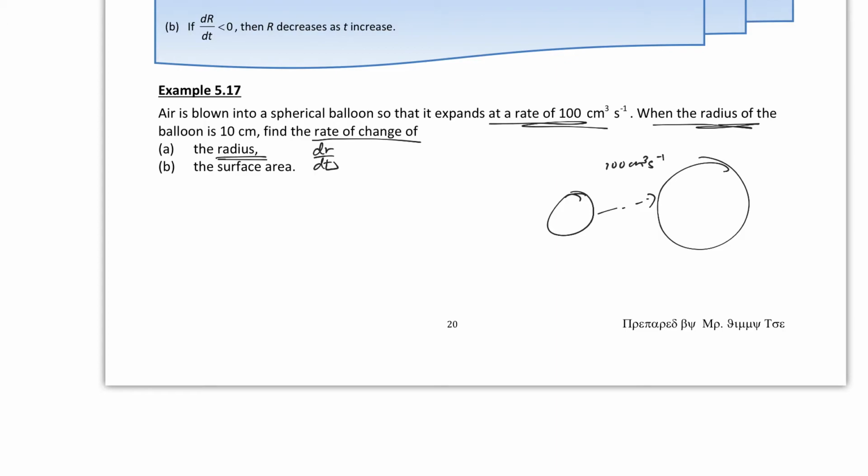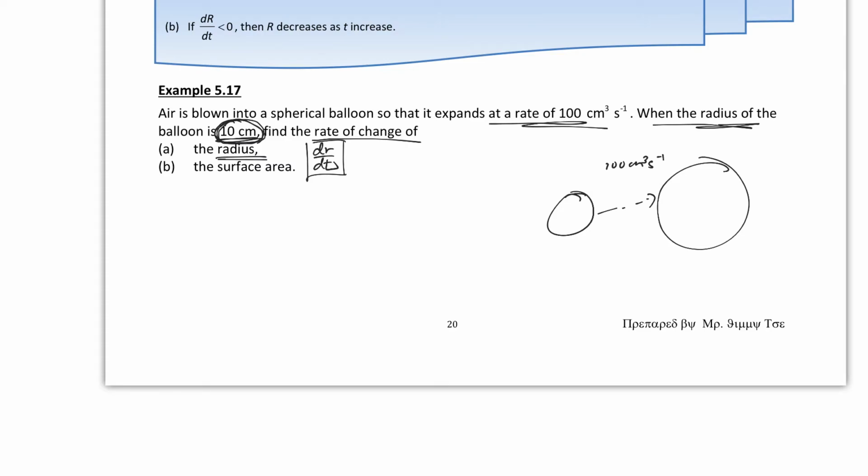When the radius of the balloon is equal to 10, because at different radii the rate of change of the radius will change, so we have a specific moment. In this case, we need to know the rate of change of the radius when the radius of the balloon is equal to 10 cm. Okay, remember this is what we want to find. This is the information we will use in the last part.